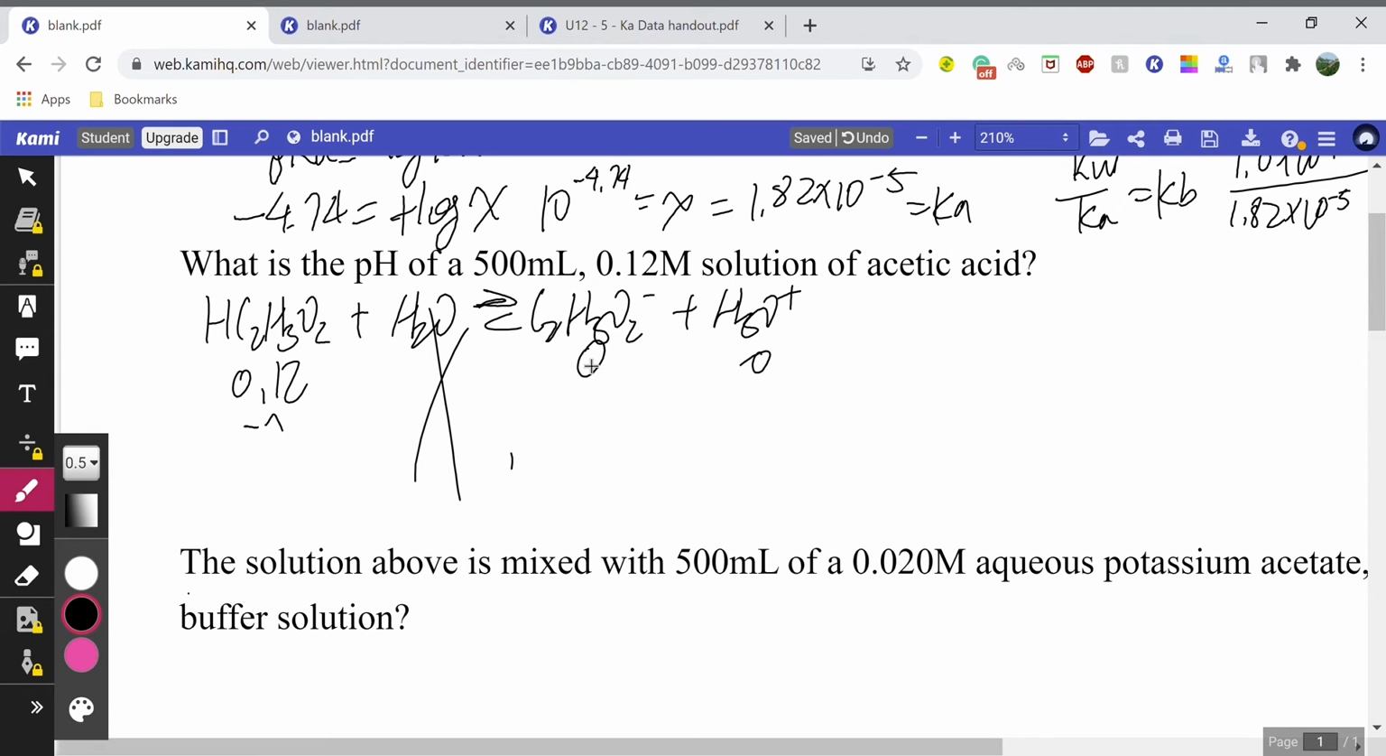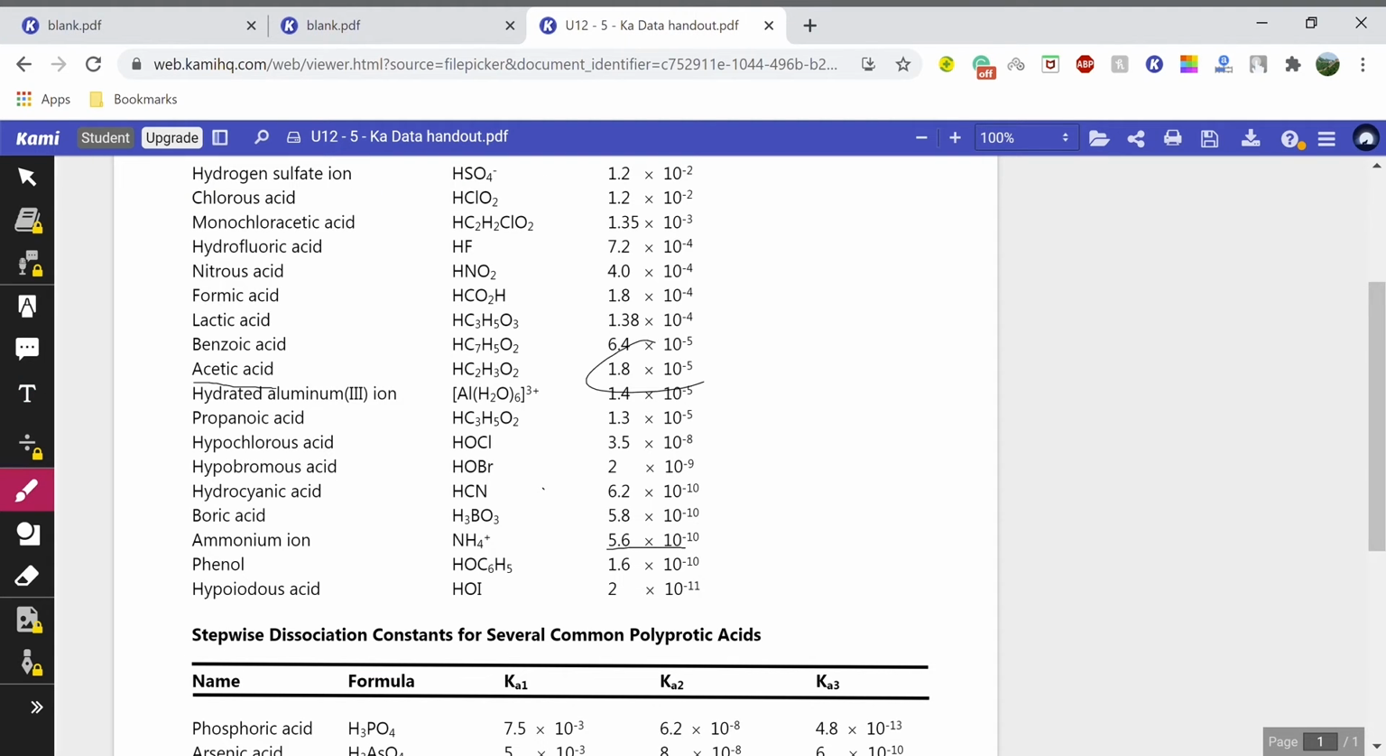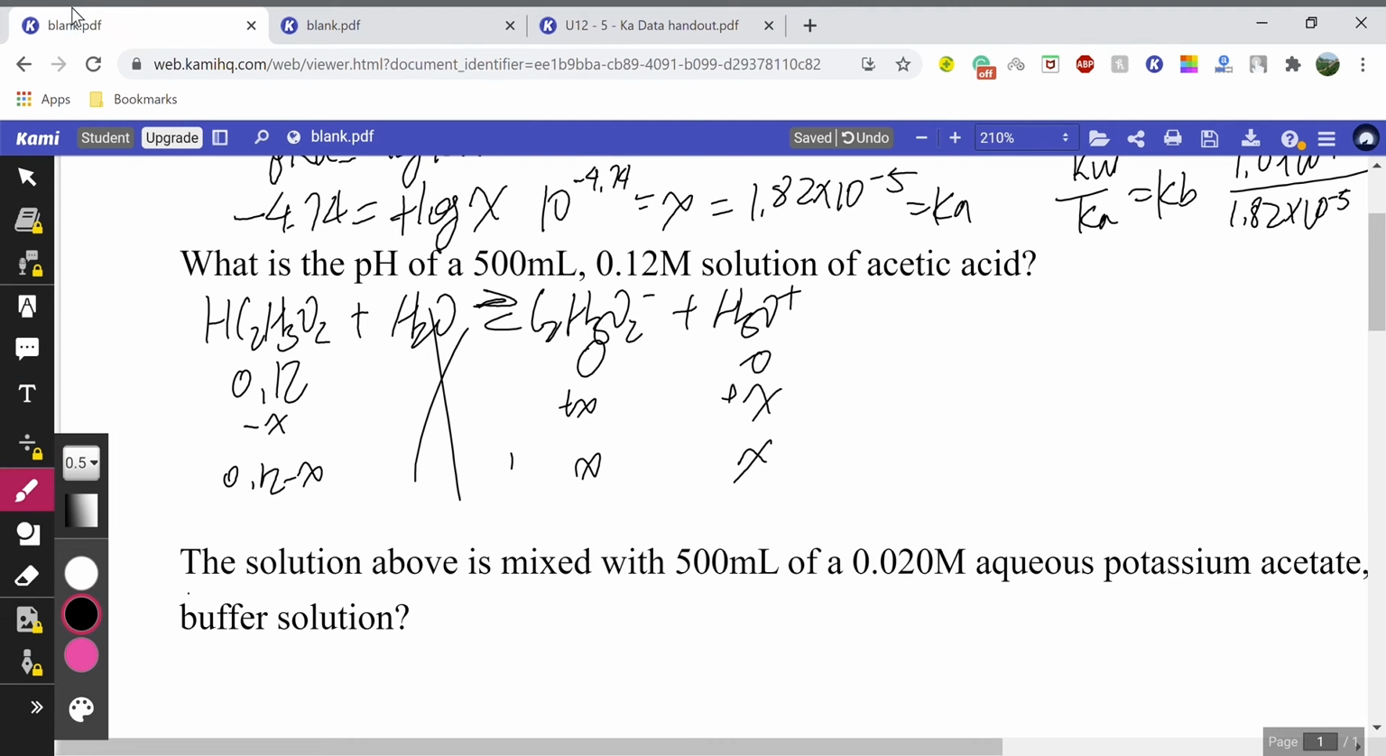All right, so this is going to be minus x. This will be 0.12 minus x. Plus x, plus x. Now, what is Ka for acetic acid? Ka for acetic acid is 1.8 times 10 to the negative fifth power. So 1.8 times 10 to the negative fifth power is equal to x squared divided by 0.12. And we see that x is so small, we can ignore this minus x.